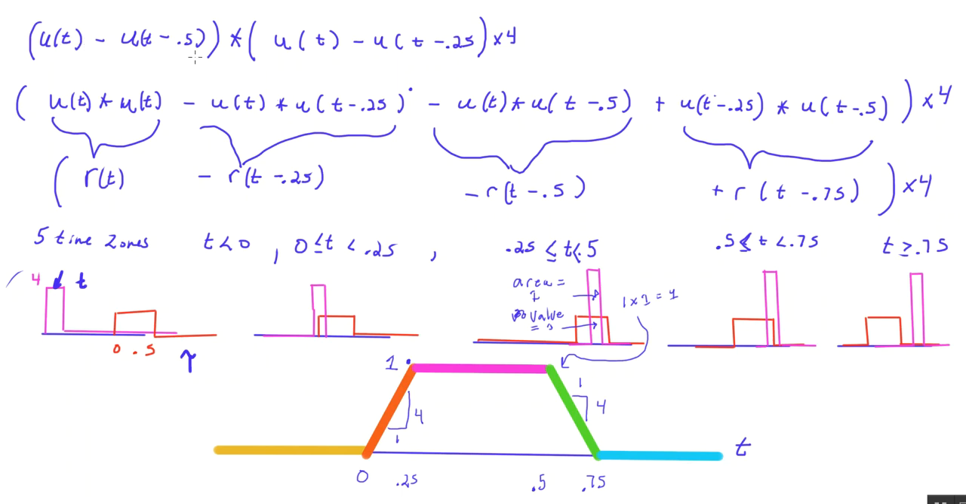So now we're going to convolve a rectangle with a rectangle. This rectangle is half a second wide and goes to 1. This is a quarter second wide and goes up to 4. And we can just expand these to where we get step convolved with step, minus step convolved with a delayed step, minus step convolved with a different delayed step.